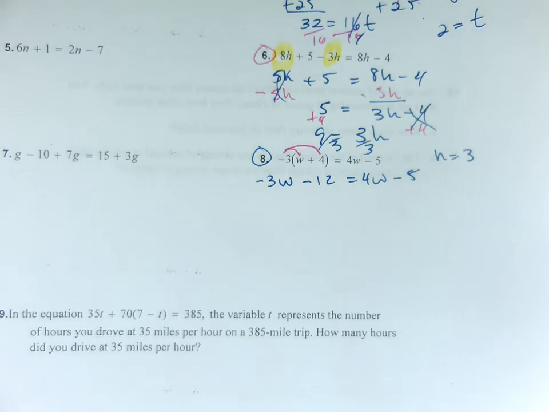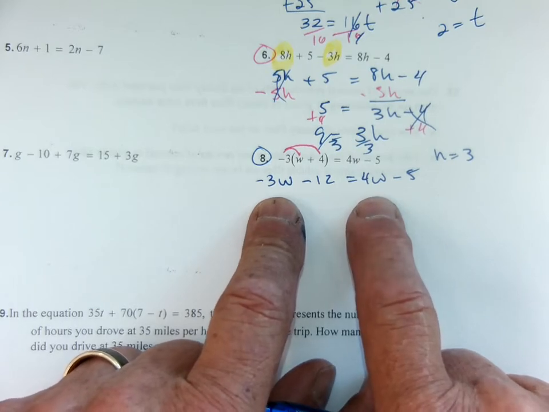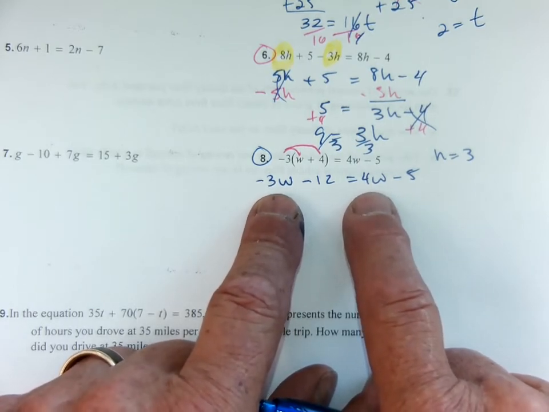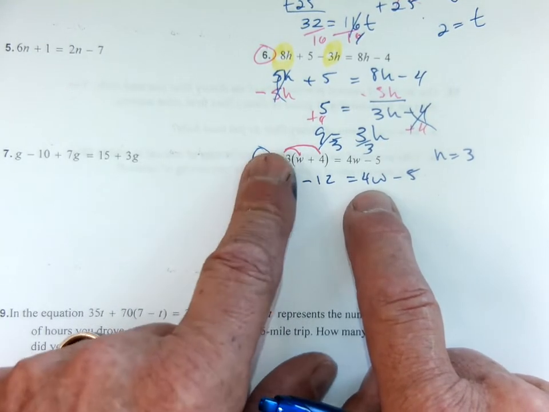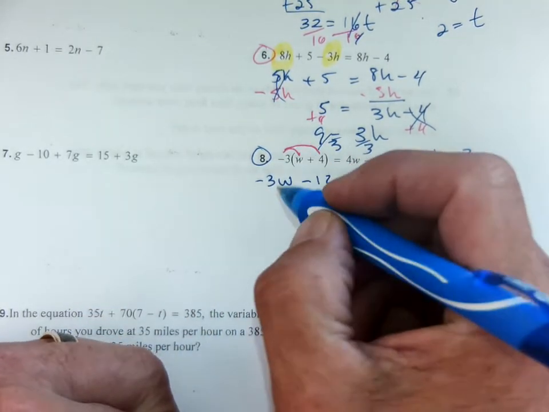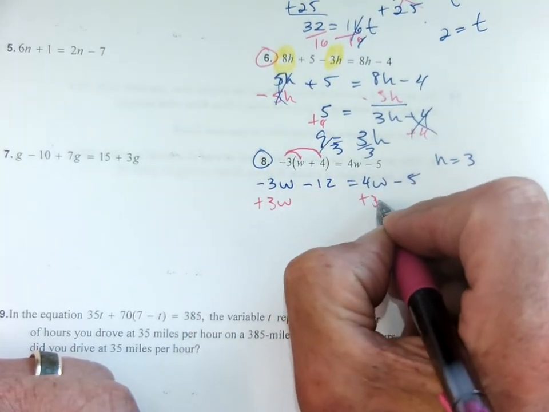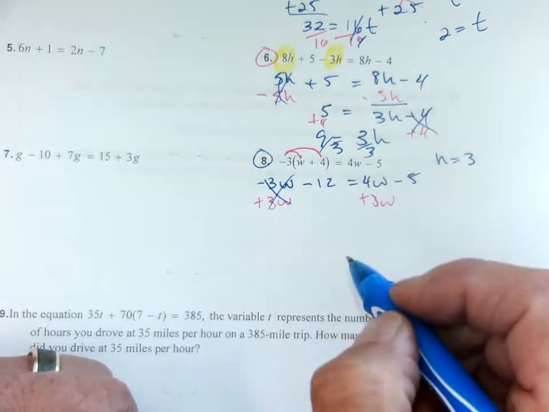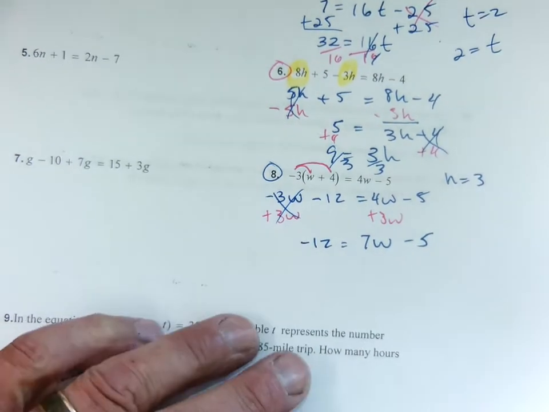Well, I've got too many w's. Let's get rid of one of the w's. Which of the 2 w's do you want to get rid of? It doesn't matter, but there's one way to do it that makes it easier. Let's get rid of this one because it makes us have positive numbers. If we go plus 3w, positive. I like positive numbers better than negative numbers. Plus 3w, plus 3w. Cancel. Negative 12 equals 7w minus 5.